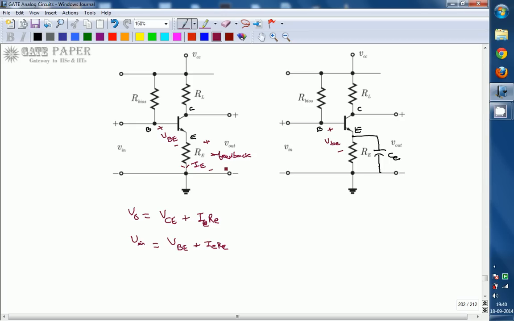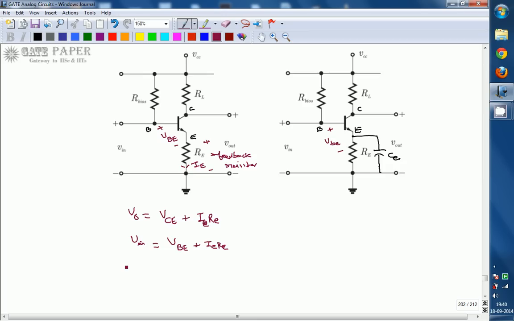RE is acting as feedback, and since it is a resistor, I am saying feedback resistor. So the voltage drop across this RE appears in the input side KVL as well as in the output side KVL. Whenever there is a feedback element, the feedback can be either positive feedback or negative feedback. Now we will see what is meant by positive or negative feedback.